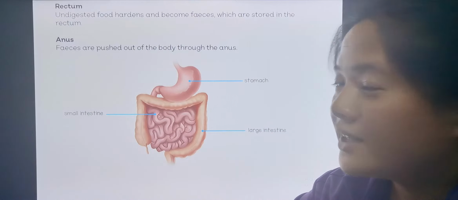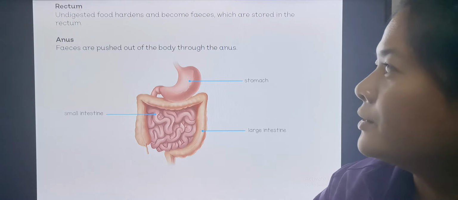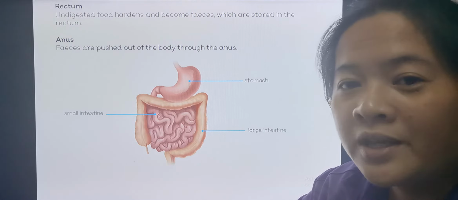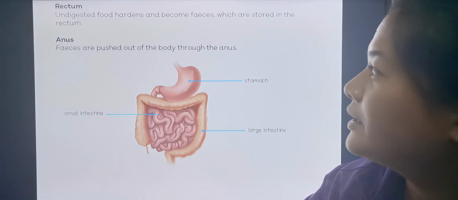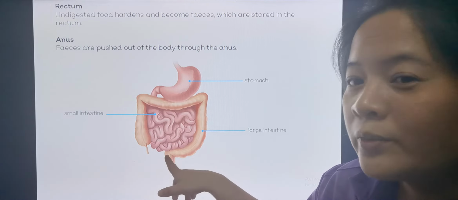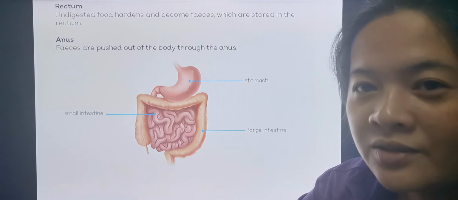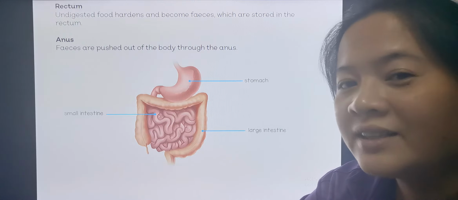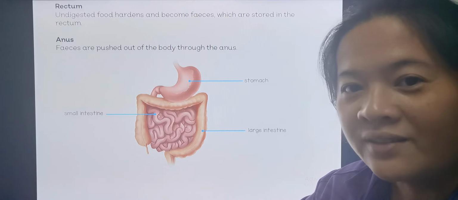Now the undigested food will go down to the rectum, and it will become feces. We call it feces or stool. And then when we are ready, it will pass out of our body through the anus. So this is the digestive system. I hope you understood about the digestive system.